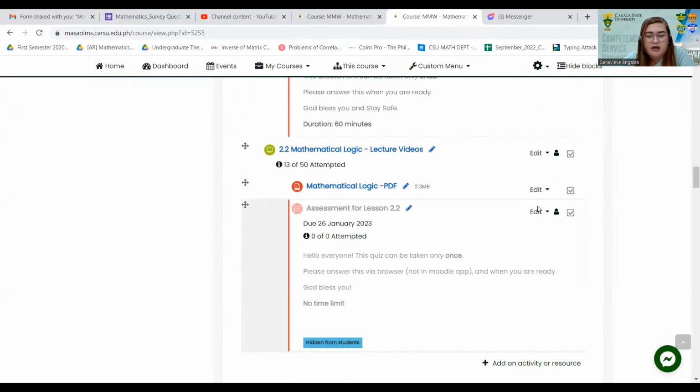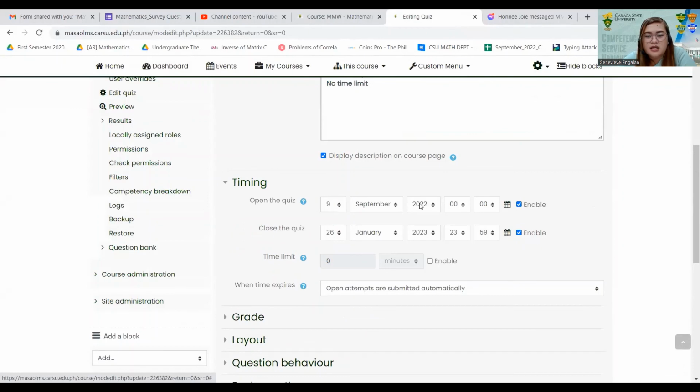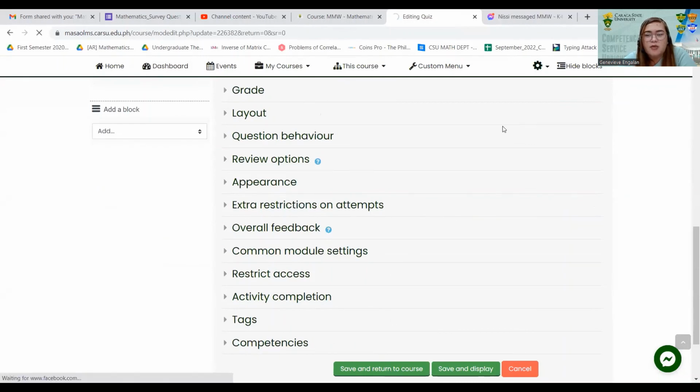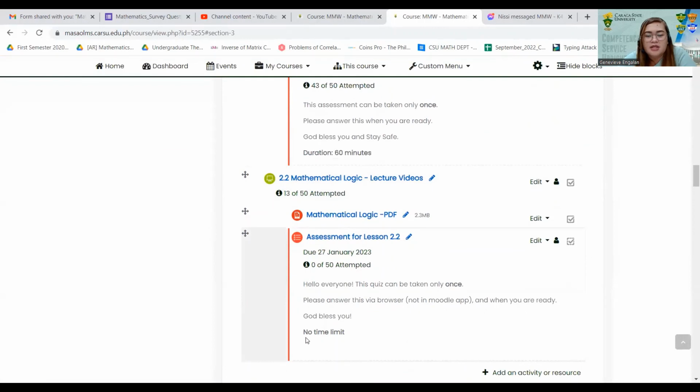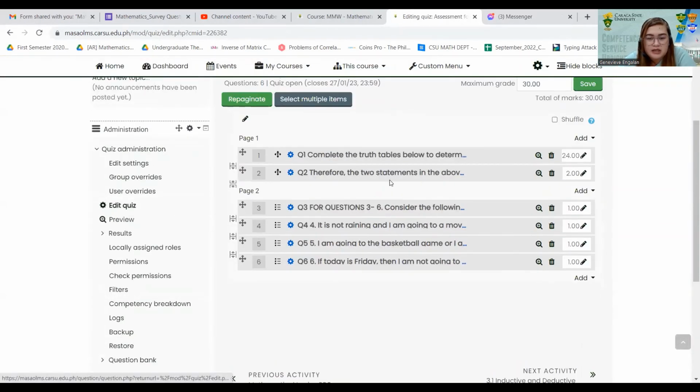I also have here the assessment, which is until Tuesday next week. You can answer it today and finish by Tuesday, since I did not put a time limit. I suggest using a computer or laptop to answer this because it has drag and drop questions. You will discover how to answer it, just drag and drop. For example, let me show you the quiz.